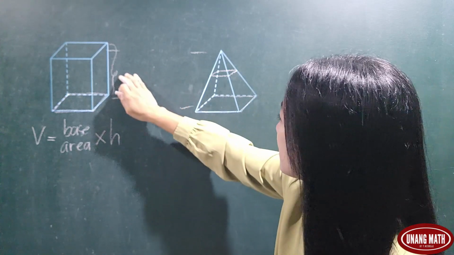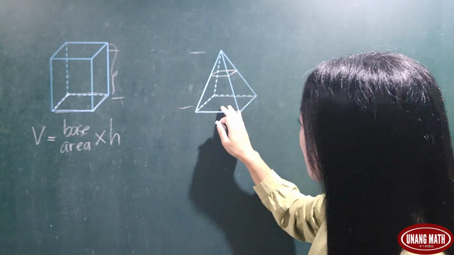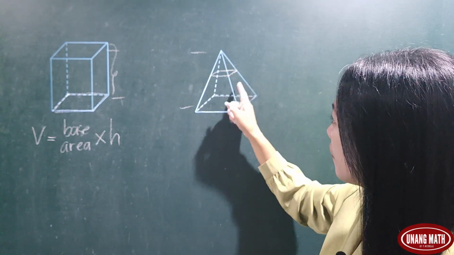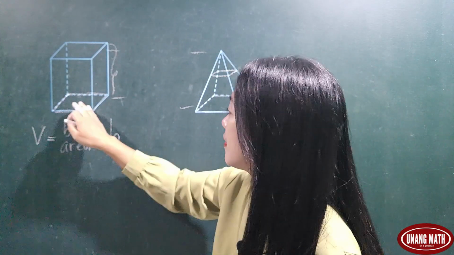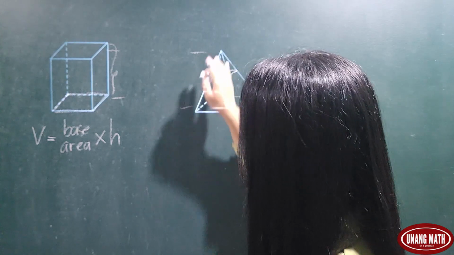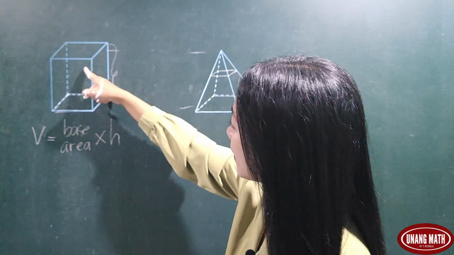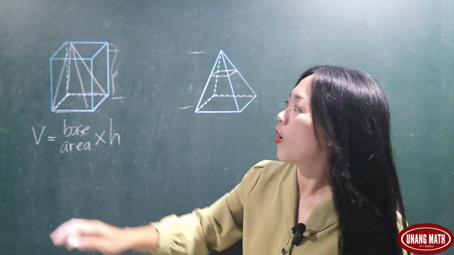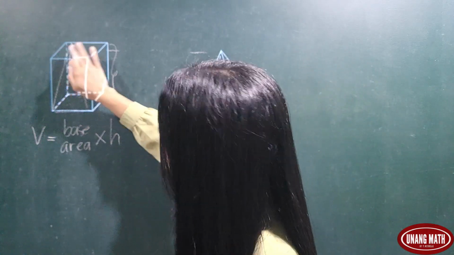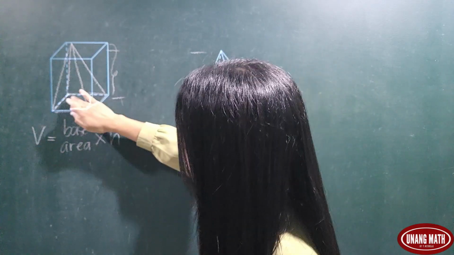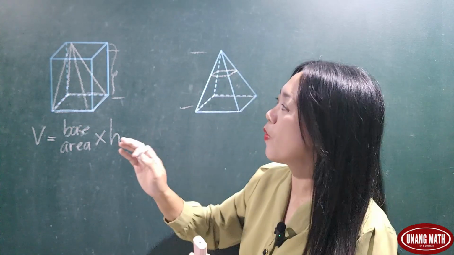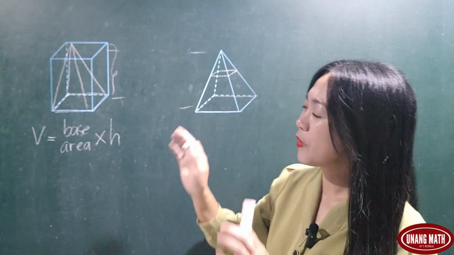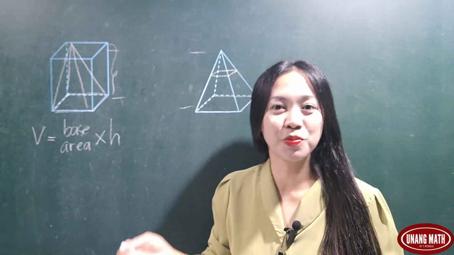Let's say this prism and this pyramid have congruent bases and equal height. Imagine we put this pyramid inside this prism. Since they have congruent bases and equal height, it will look like this. The point here is the volume of the prism is bigger than the volume of the pyramid, or the volume of the pyramid is smaller than the volume of the prism. But the question is how big or how small?